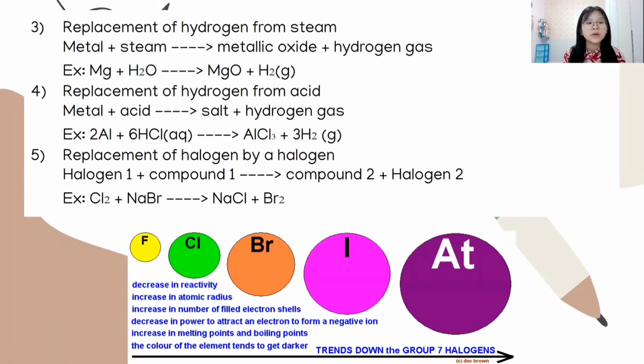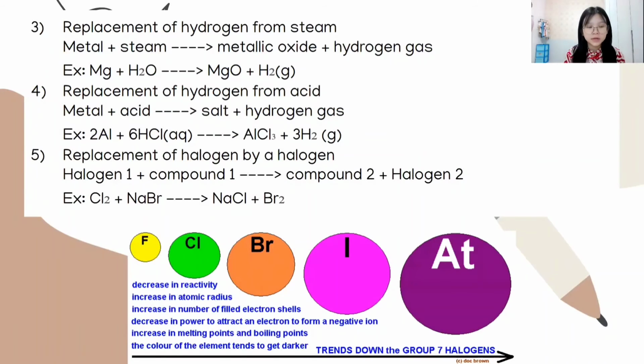Number 4, the replacement of hydrogen from acid, with the general equation: metal and acid yields salt and hydrogen gas. The example is 2 moles of aluminum when reacts with hydrogen chloride yields aluminum chloride and 3 moles of hydrogen gas.